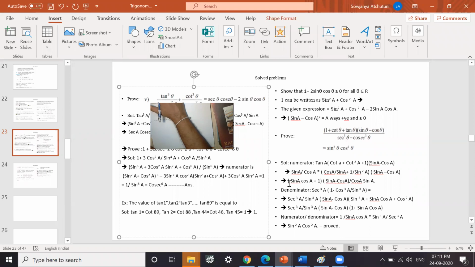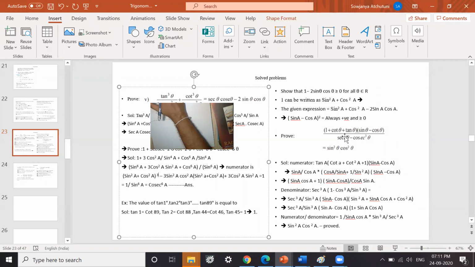Numerator has become sin A cos A plus 1 into sin A minus cos A by cos A sin A. Because once you take LCM here, sin square A comes, sin square A and sin A get cancelled, bottom sin A is left over and cos A is left over. So this becomes sin A cos A plus 1 by cos A sin A into sin A minus cos A. So this is my numerator.